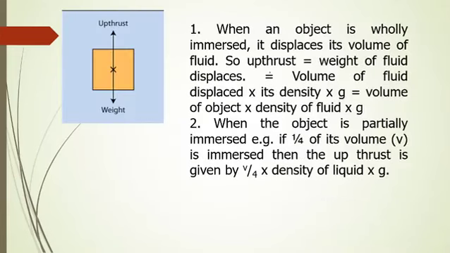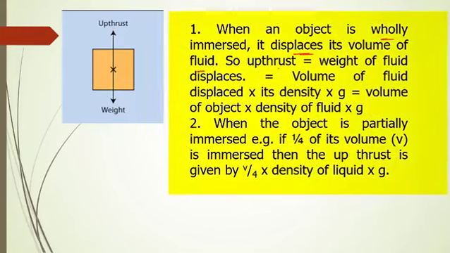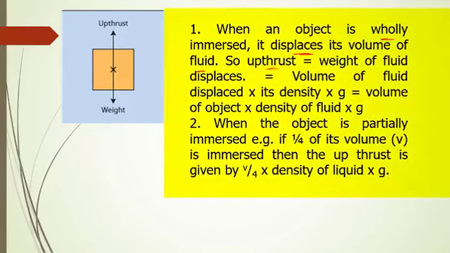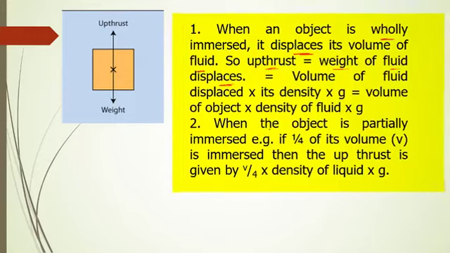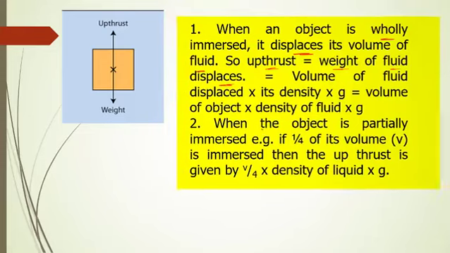Alright, so we want to talk about two points that are very important. When an object is wholly immersed, this object displaces its volume of fluid. So we say that upthrust is equal to the weight of the fluid that it displaces. Think about a bowl that is filled with water. When you put a ball inside this bowl, because the bowl has already been filled up with water, it's going to find it difficult to accommodate this. So for that reason, this ball is going to displace some fluid.